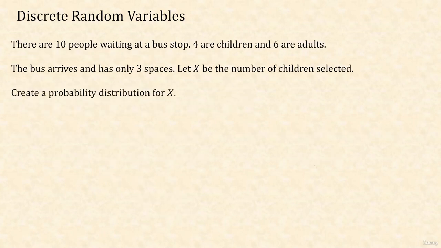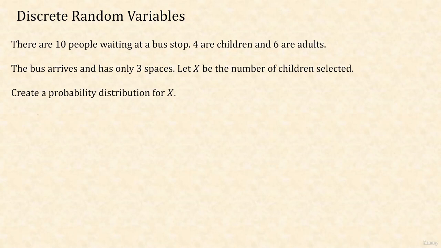Take a look at this one now. There are 10 people waiting at a bus stop. 4 are children and 6 are adults. The bus arrives and has only 3 spaces. Let X be the number of children selected. Create a probability distribution for X.